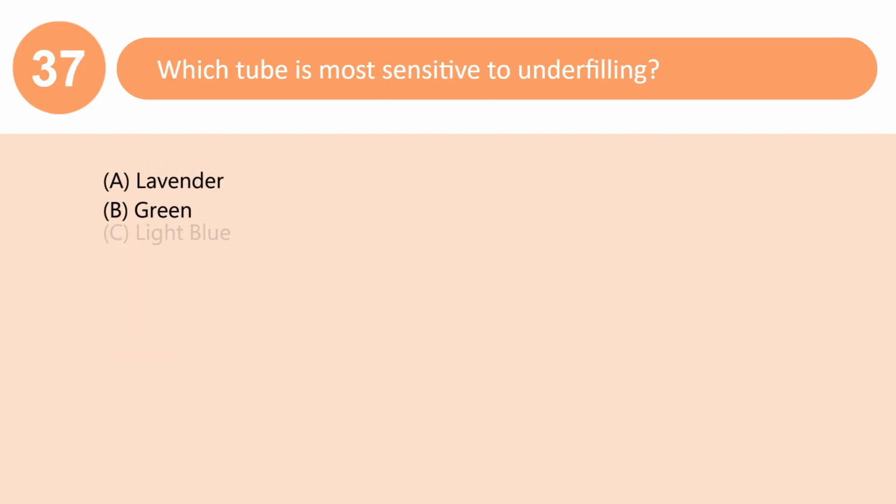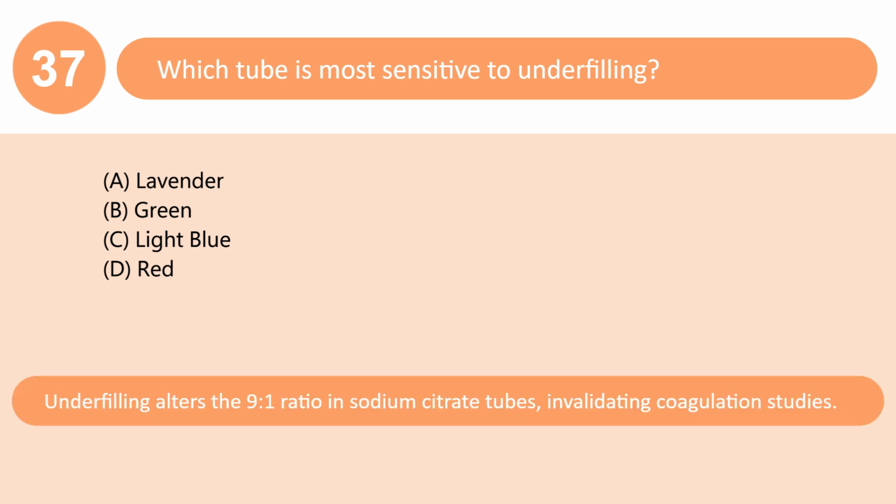Which tube is most sensitive to underfilling? A. Lavender. B. Green. C. Light blue. D. Red. Answer C. Light blue. Underfilling alters the 9:1 ratio in sodium citrate tubes, invalidating coagulation studies.